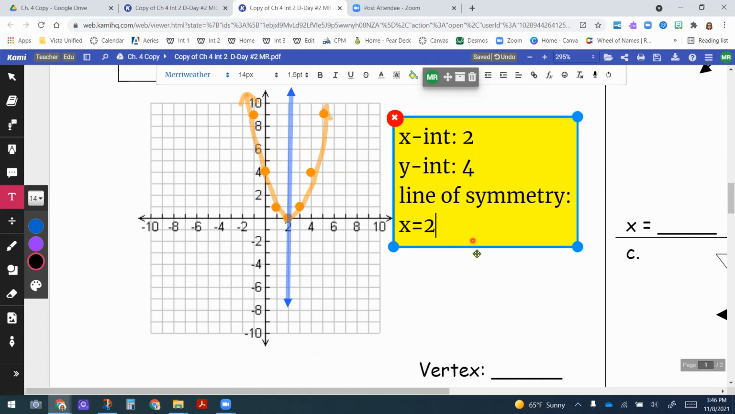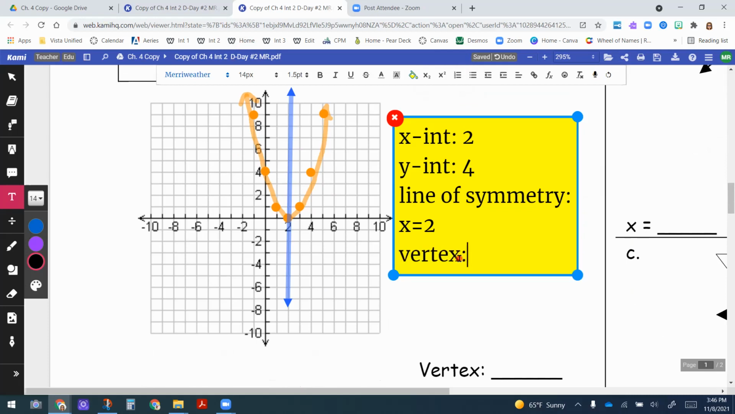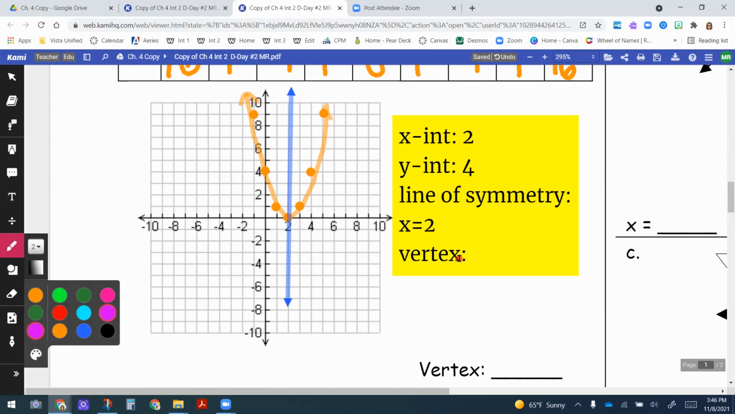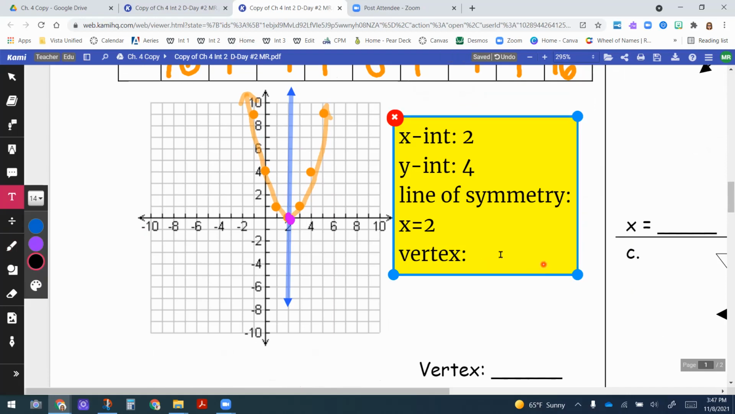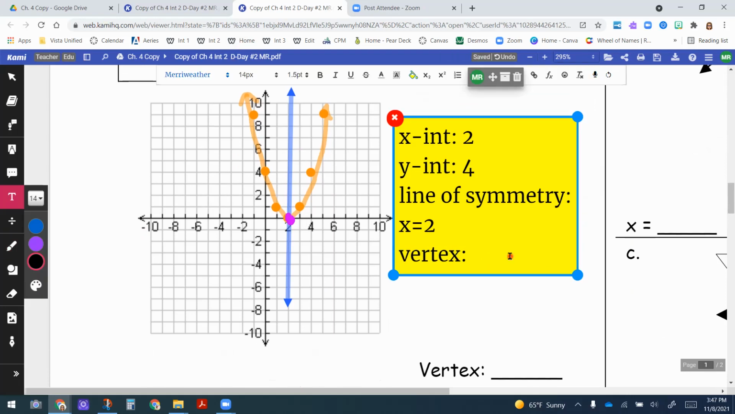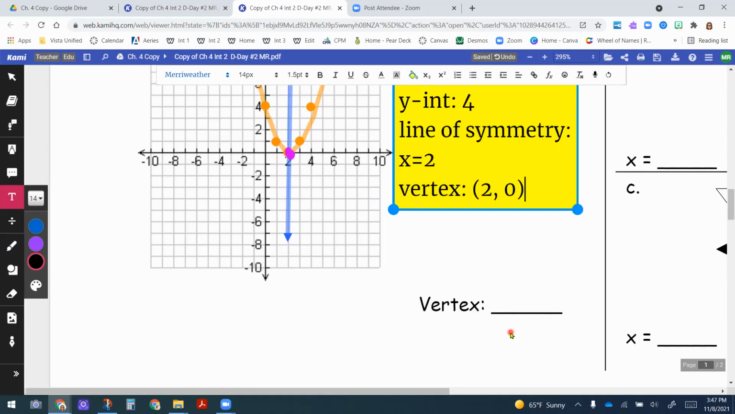Actually, they did ask us for a vertex down here. Vertex is the one point that doesn't have a match. That vertex is going to be right here, that point right there, which is going to be (2, 0). It happens to be our x-intercept. That's not always the case, but you do need to give it to me as a point, (2, 0). That is our vertex.